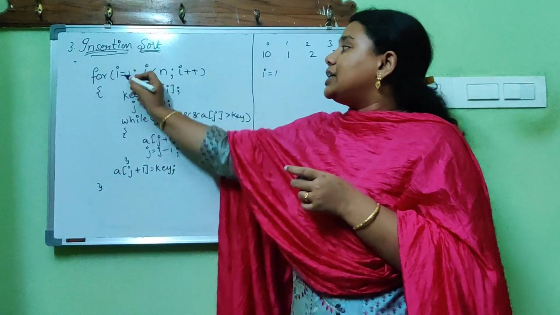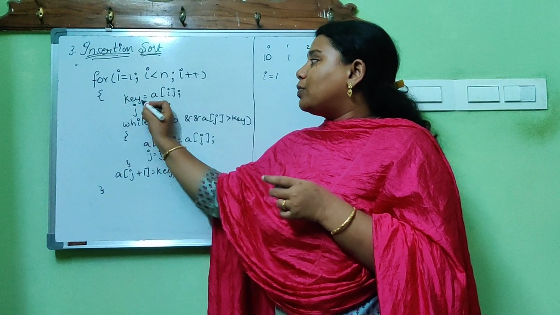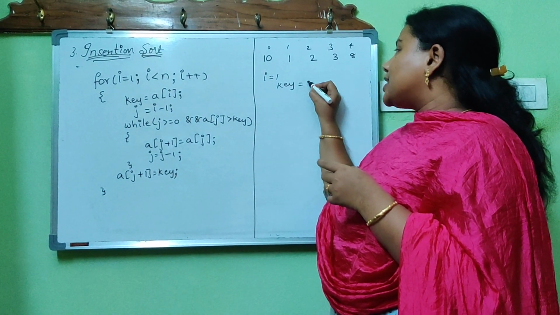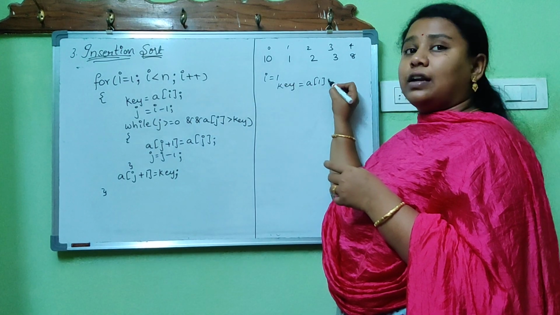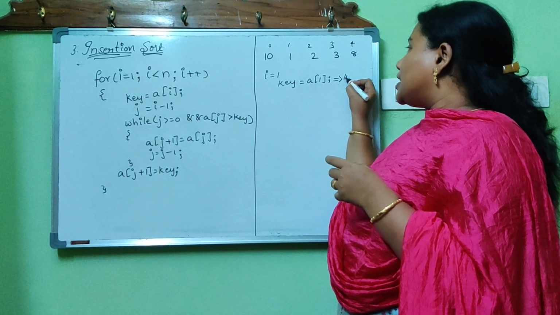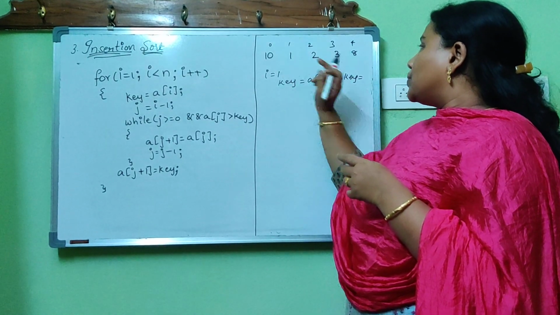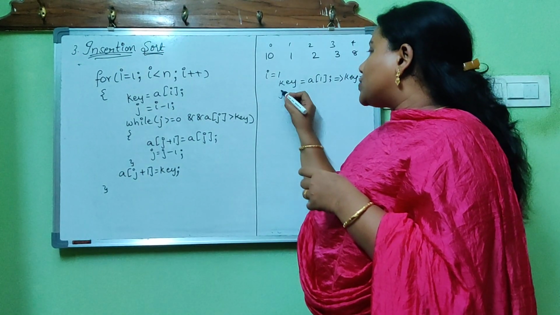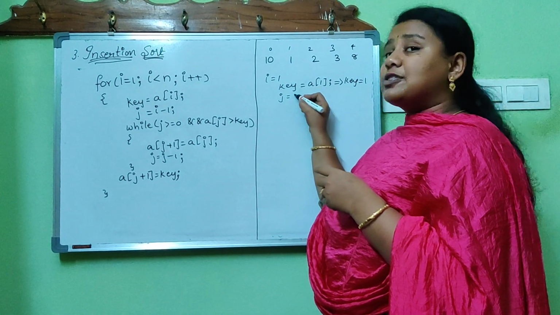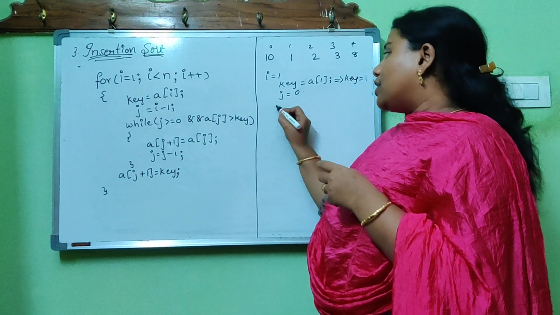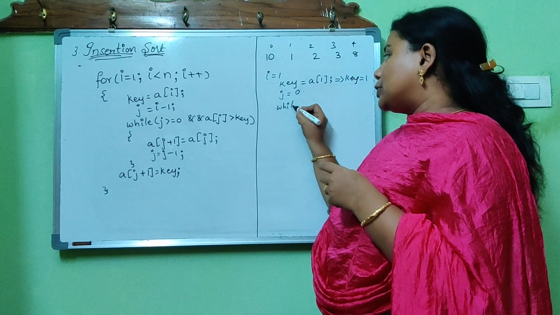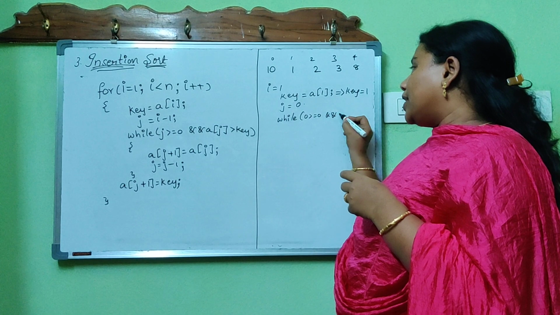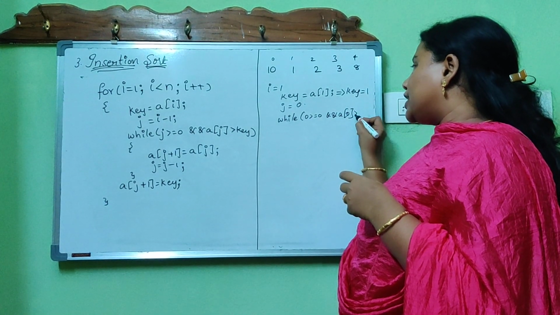So what happened is I entered into the for loop. Now what did I do here? Key is equal to a[i], which means a[1], and key is equal to 1. Now j is equal to i minus 1. What does that mean? i minus 1 means 1 minus 1, which is 0. Now inside I have one more loop. What is that loop? While j is greater than or equal to 0 and a[j] greater than key.